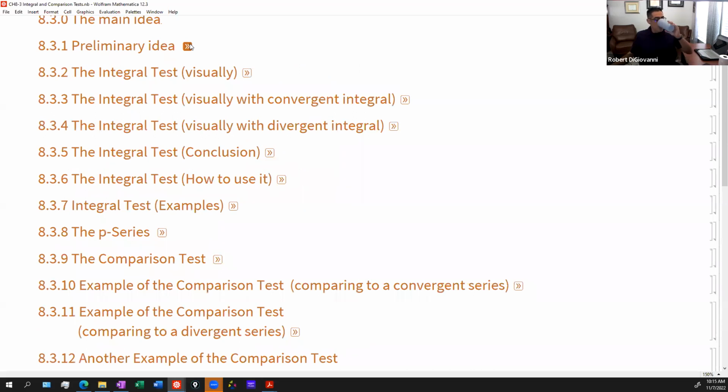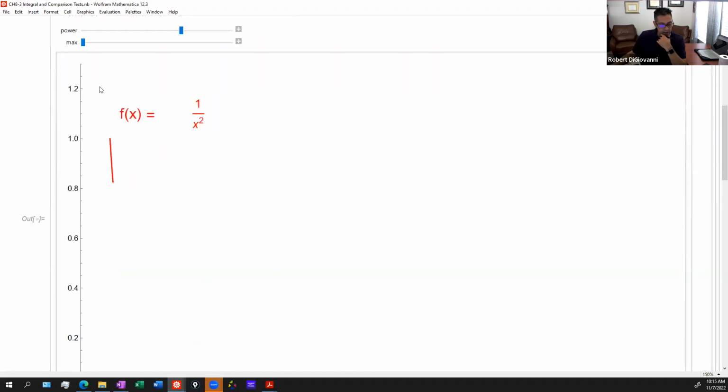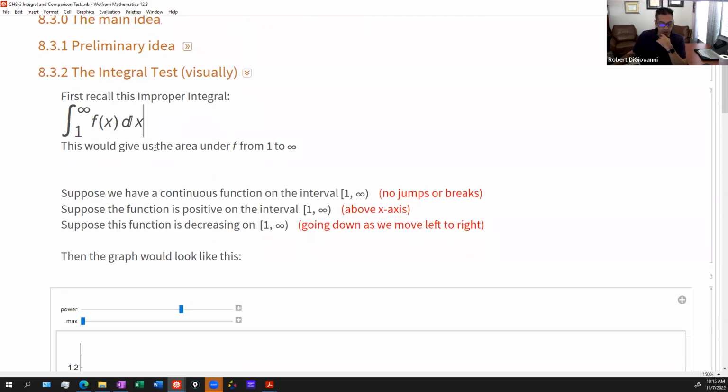Now, let's see if we can wrap our heads around this new test called the integral test. All right, so first remember this notation. We're all familiar with that notation, the integral from 1 to infinity of f of x dx, right? That notation means the area under the function f on the interval 1 to infinity. So geometrically, I'll show you in a second. Okay, that's what that notation means.